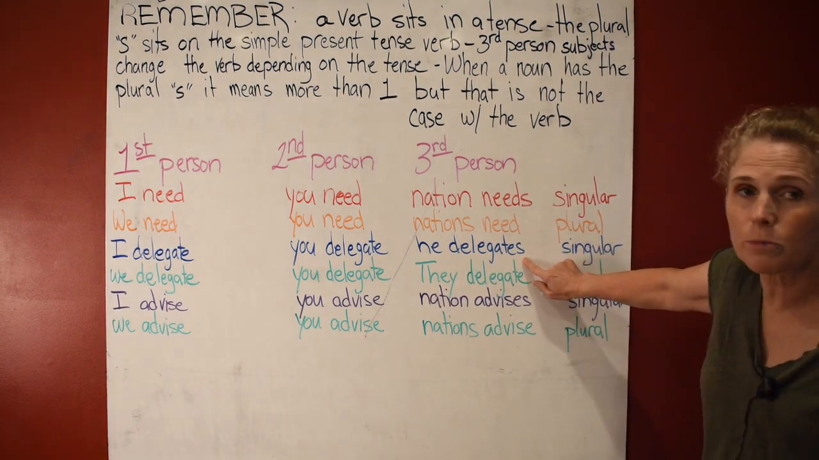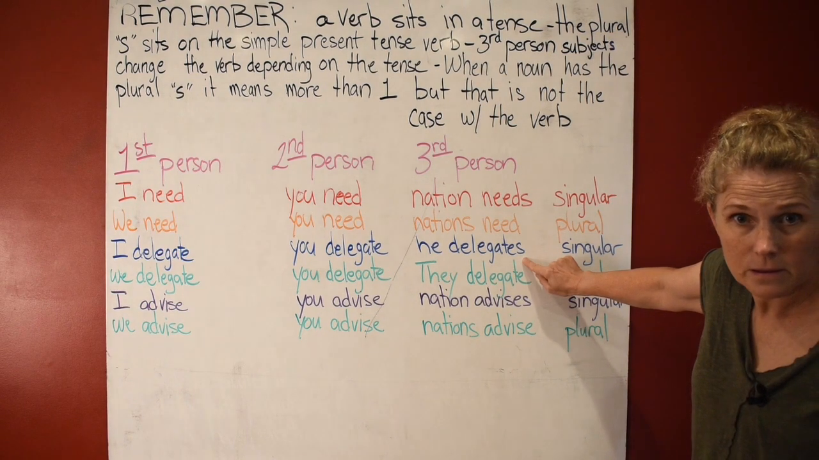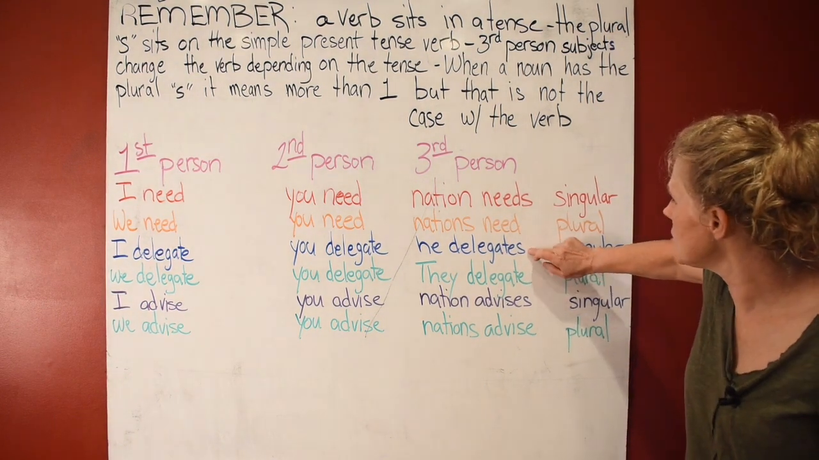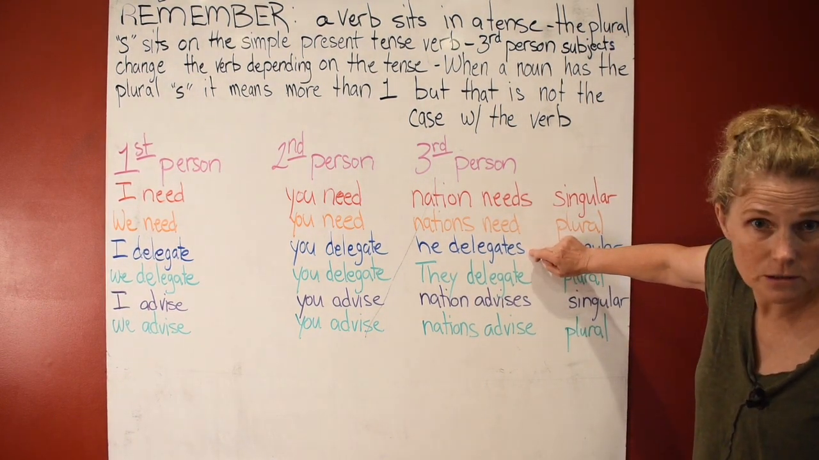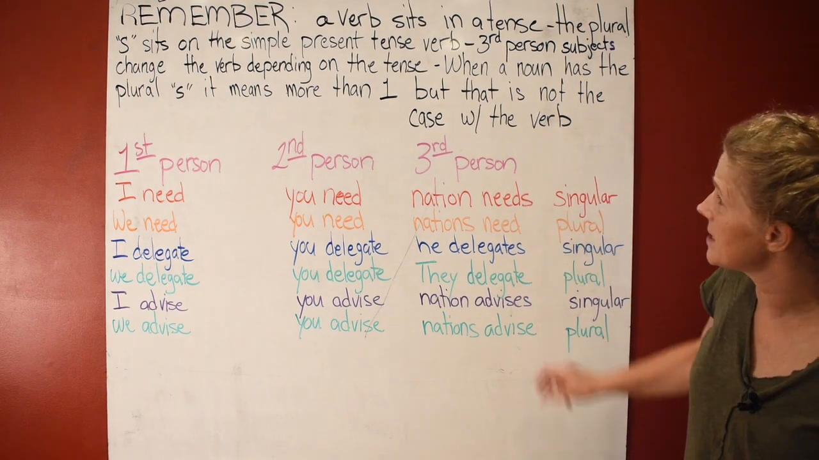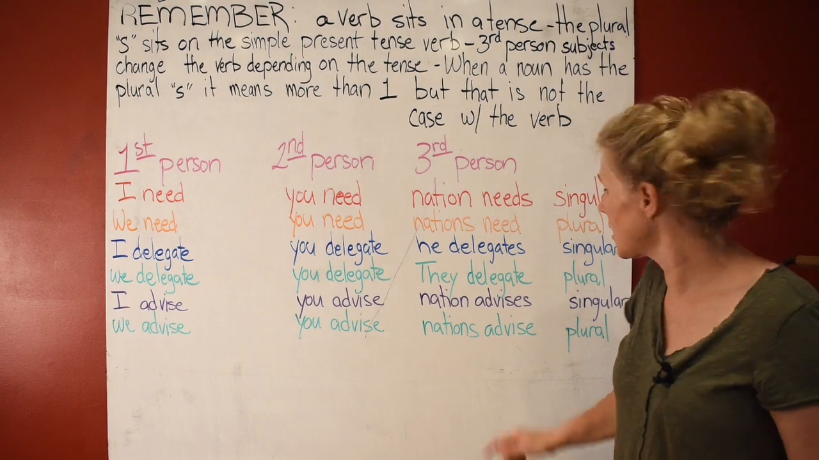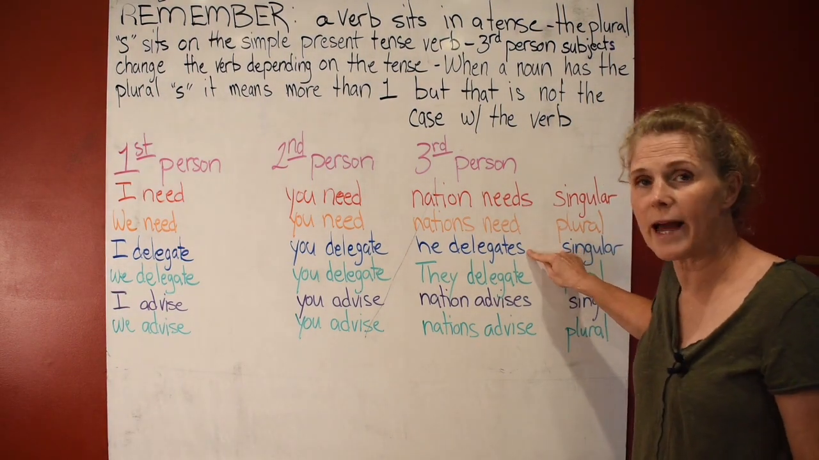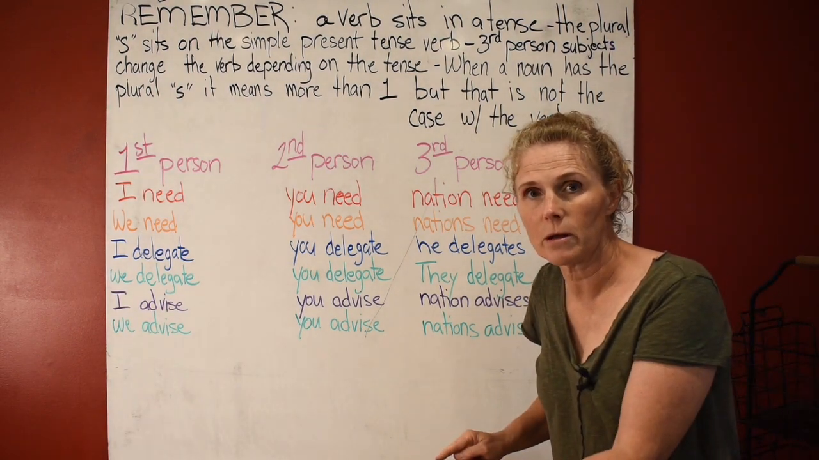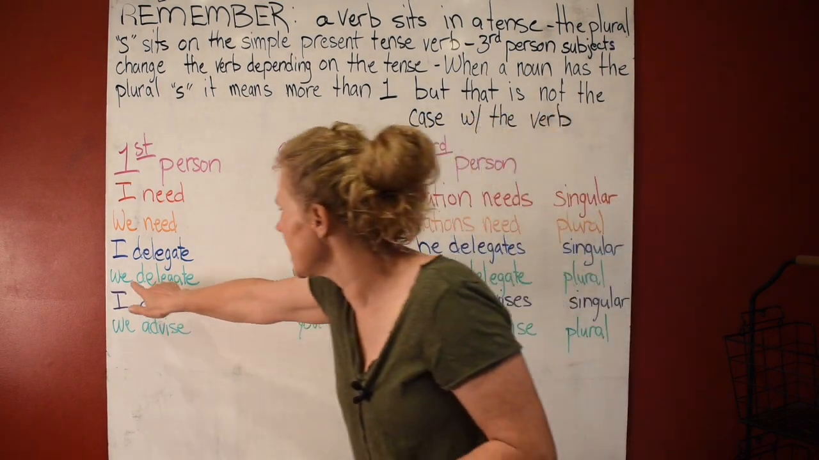Singular, so it takes the plural s. All right? This is the only time it changes, when it's sitting in the simple present tense. Like this. That's when you add on your plural s onto a verb. Now let's look at this again.